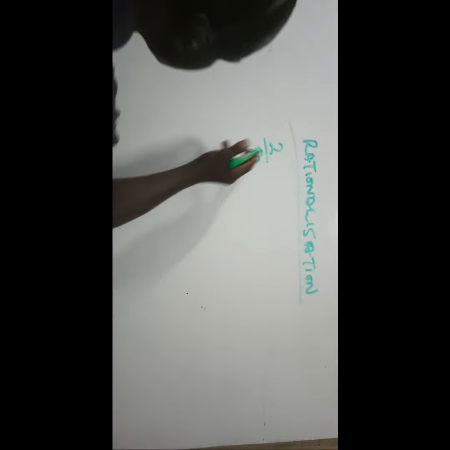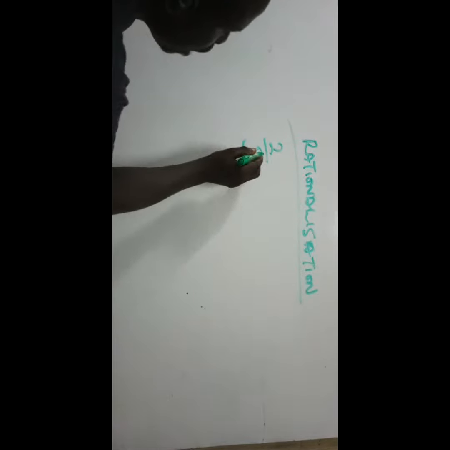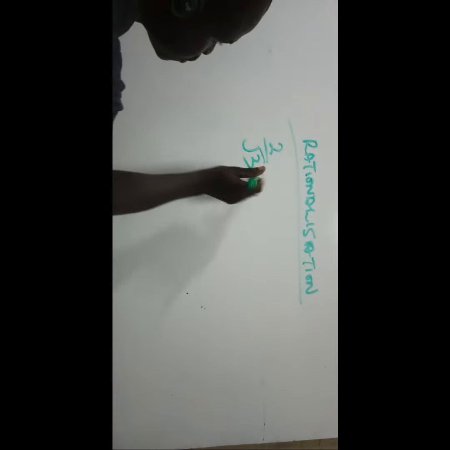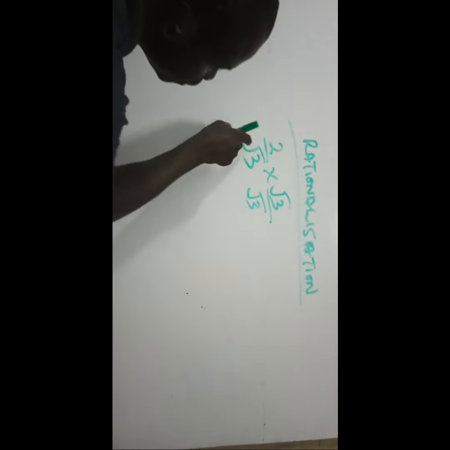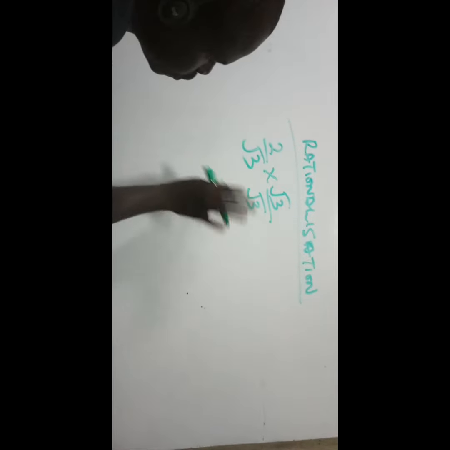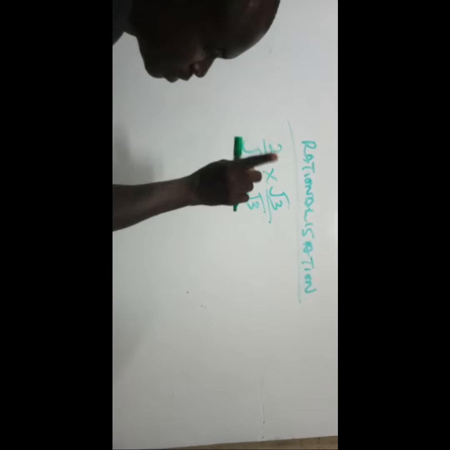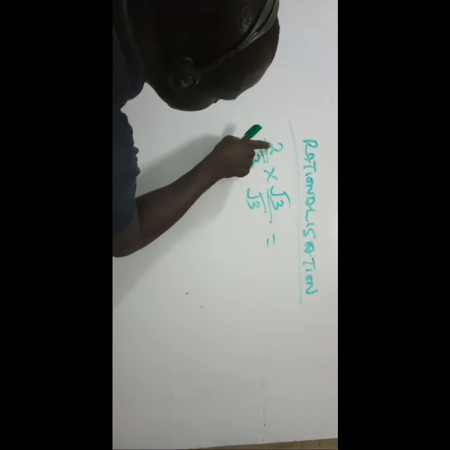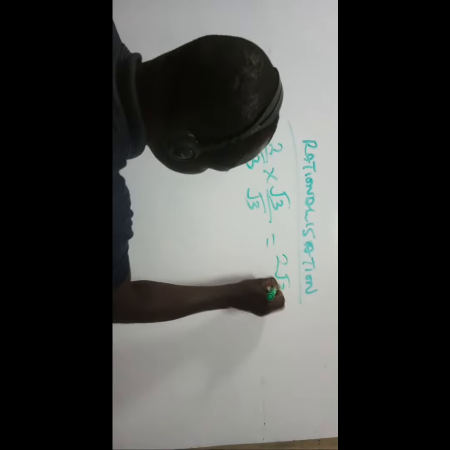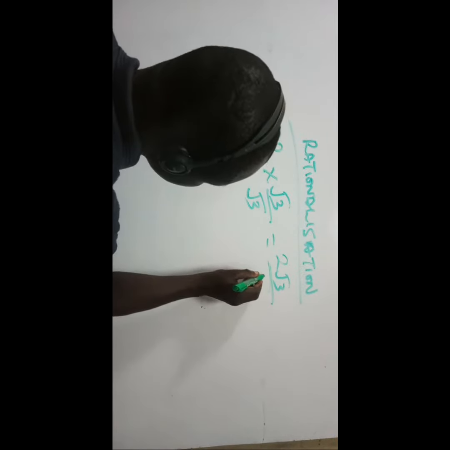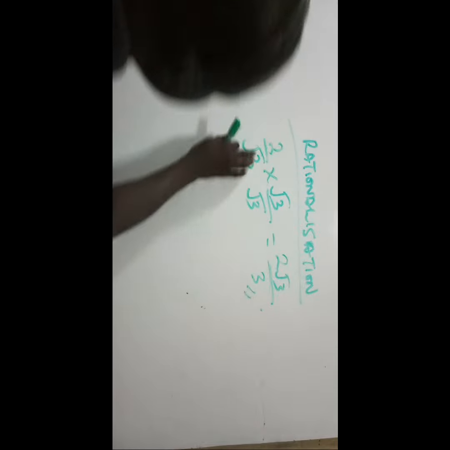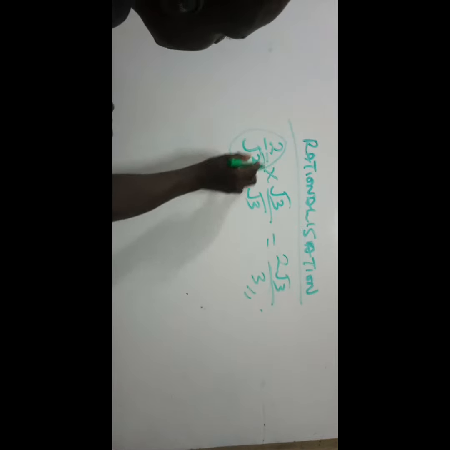I think I've explained something like this earlier on. If you have 2 divided by root 3, how can we write this in a convenient form? We multiply both the numerator and the denominator by root 3. In this case, there is no conjugate because it's just a single surd. Then this will be 2 root 3 all over square root of 3 times square root of 3. That's square root of 9, and square root of 9 is 3. This is how to write this in a convenient form.